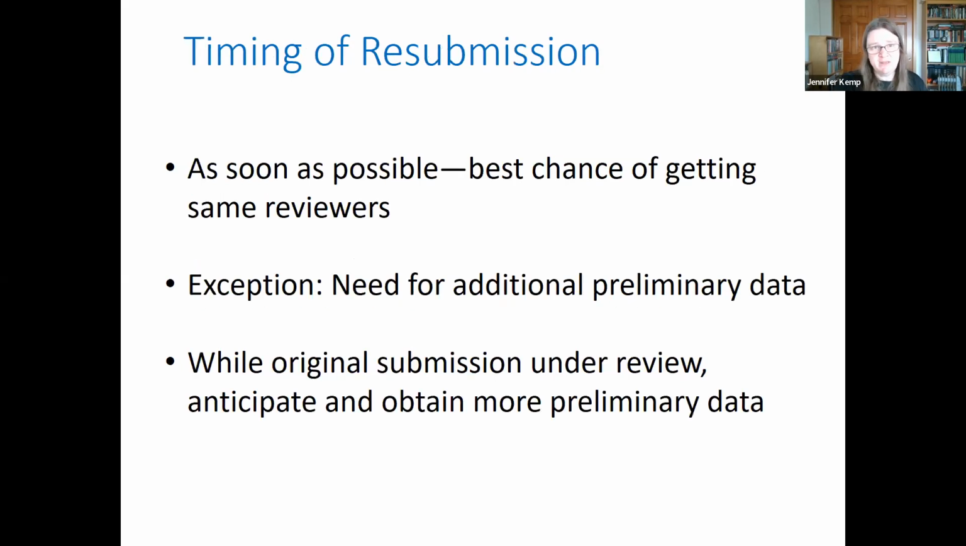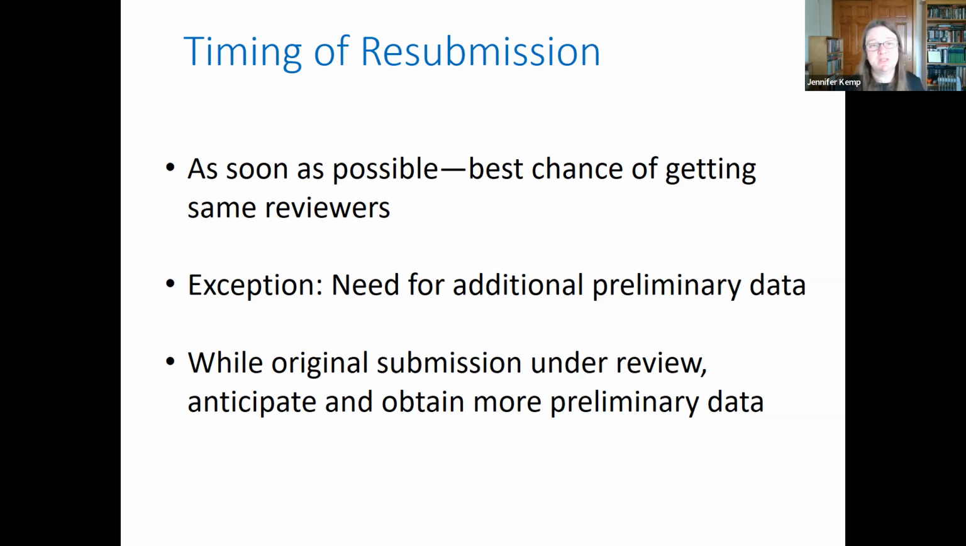So in terms of timing of your resubmission, my advice to you, if you can, is to resubmit as soon as possible, because you'll have the best chance of getting the same reviewers, which usually is an advantage on the resubmission. The exception to this, definitely, is if you need additional preliminary data, especially if they've asked for that. Do not resubmit. Do not spend your time resubmitting if you don't have that yet. Just hold off until you have all the data that you need, because they will call you on that. Especially if there's something specific that they asked for in their original comments, you need to wait until you have that to give to them before you resubmit.